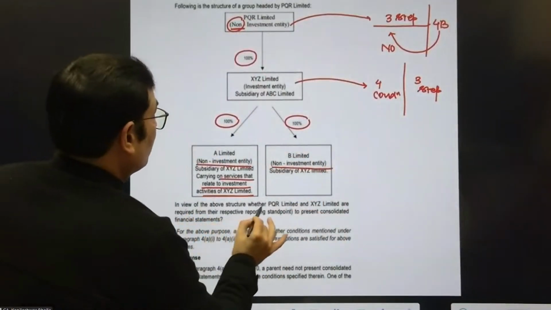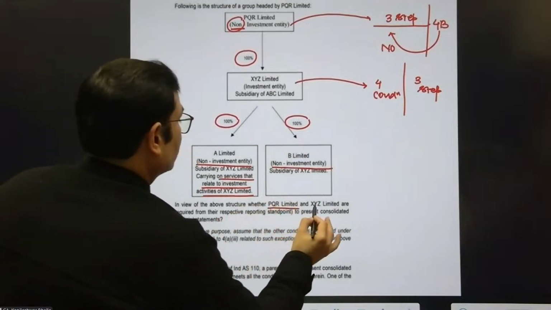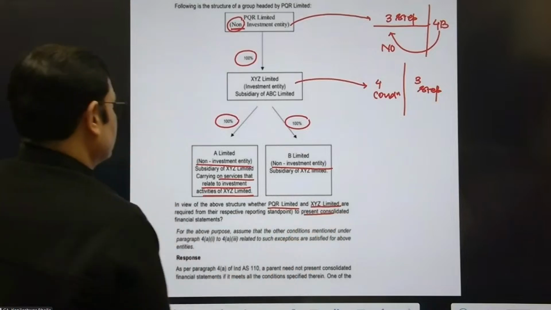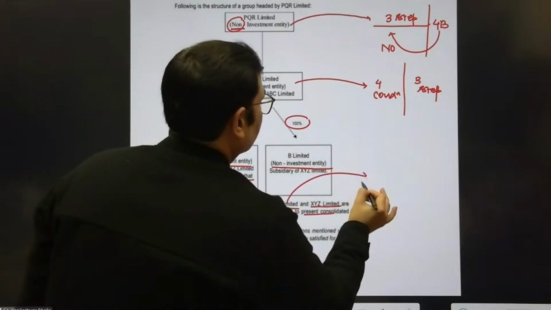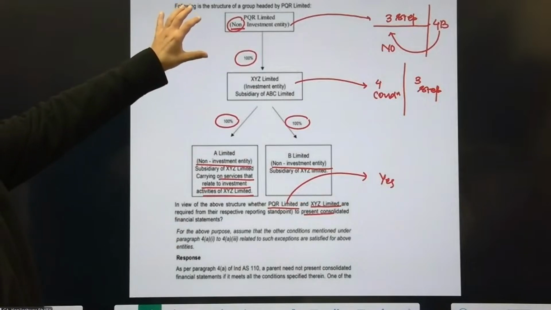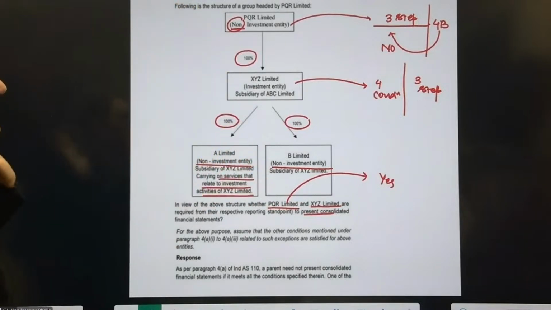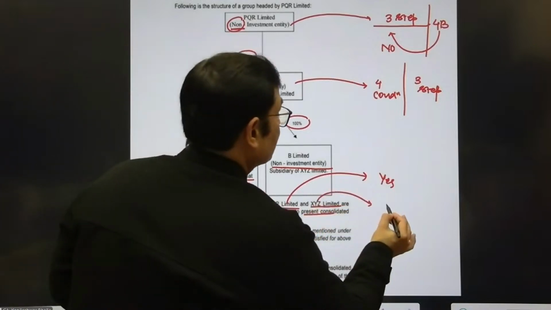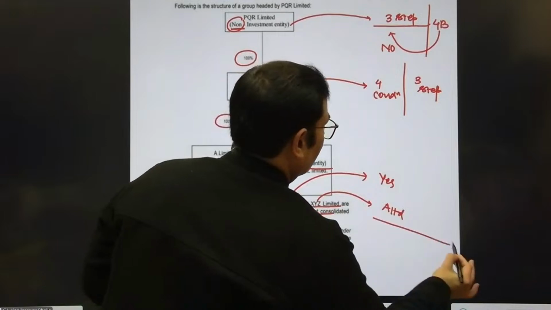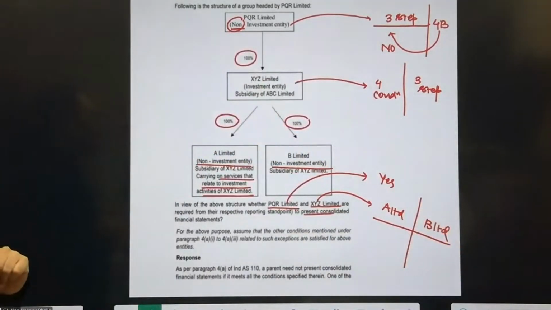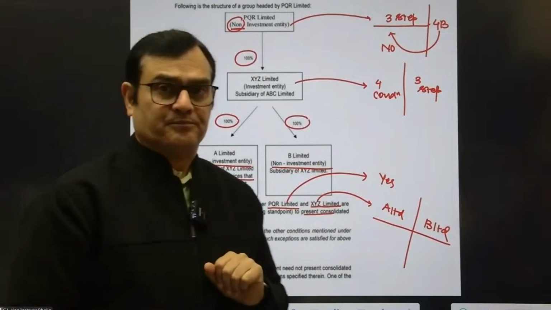Now, let's make this clear. In view of the above, whether PQR and XYZ are required from the respective standpoint to present consol, can I say PQR is definitely a yes? Because PQR cannot get the exemption under the 3-step model, he will definitely have to present a consol. We are now looking at XYZ, and I want to see the status whether he will consolidate A or not, and whether he will consolidate B or not. Now let me start asking questions to you, and you can vouch me.